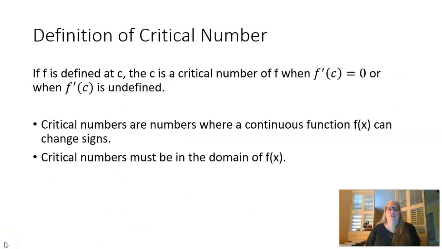Okay, so here we have the definition for our critical numbers. We can say that if a function is defined at c, c is considered to be a critical number when we plug that into the first derivative and f prime of c is equal to 0, or we find out that f prime of c is actually undefined. Okay, here's how we can recognize our critical numbers. These are numbers where a continuous function might change sign, so it might go from up above the x-axis down below the x-axis, or vice versa. And please note also that the critical numbers have to be in the domain of the original function f of x.